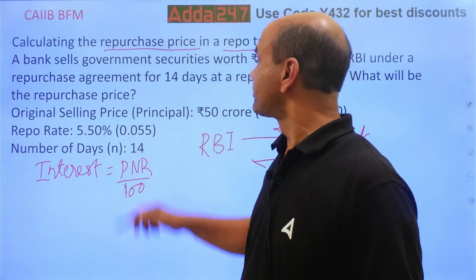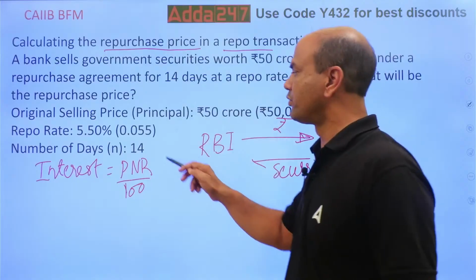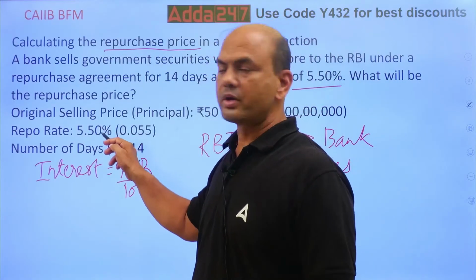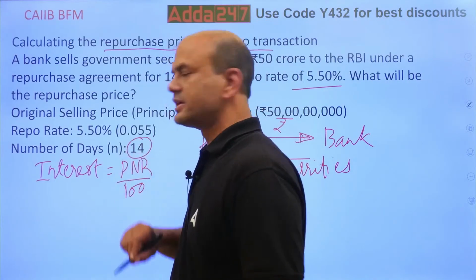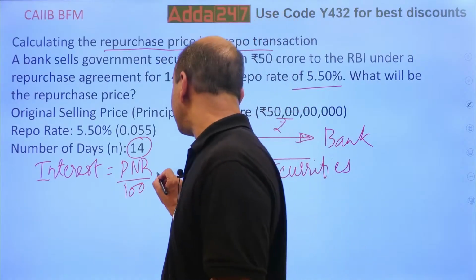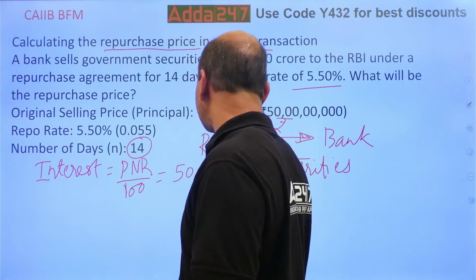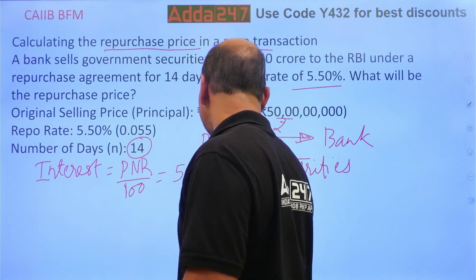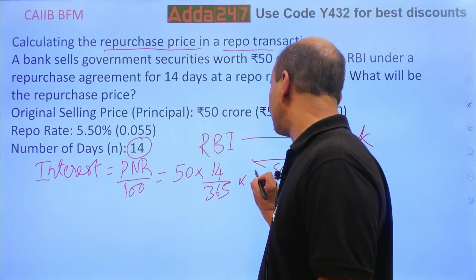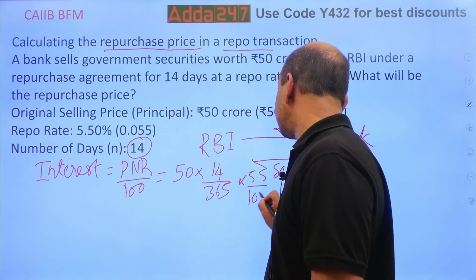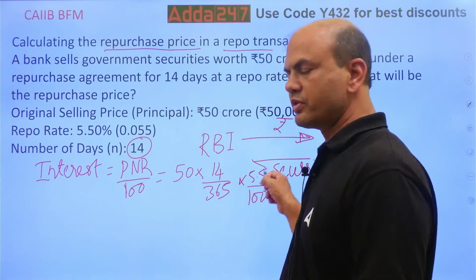What is P? Original selling price, 50 crores. This was the principal. N, the period, is 14 days. What is R? Repo rate 5.5. So do it now, simple. Kindly remember this N is in days. You have to focus on this part. So it will be 50 crores, I'll just write 50, into N, which is 14 upon 365. Kindly note this. 14 upon 365 into R, 5.5 upon 100. Just do the calculations: 50 into 14 upon 365 into 5.5 upon 100.